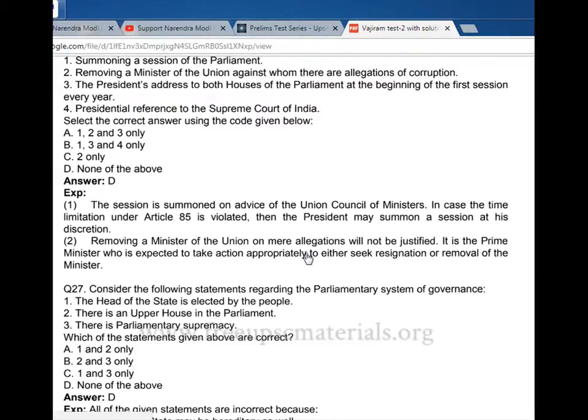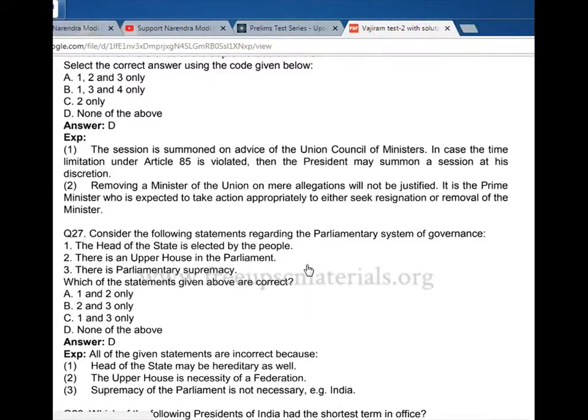Removing a minister of the Union on mere allegation will not be justified. It is the Prime Minister who is expected to take appropriate action, to either seek resignation or removal of the minister.